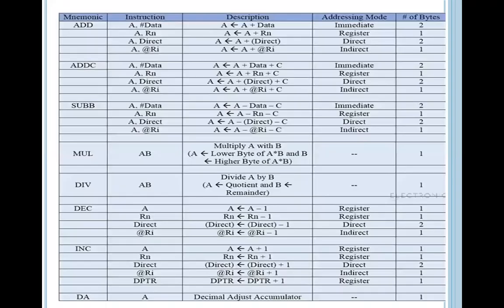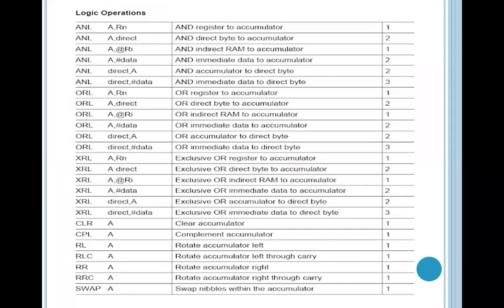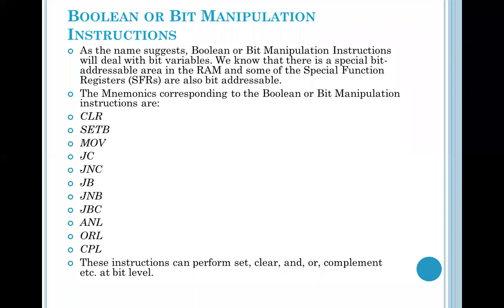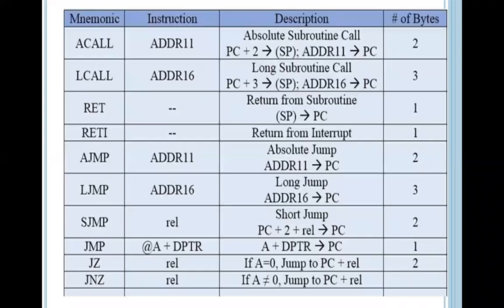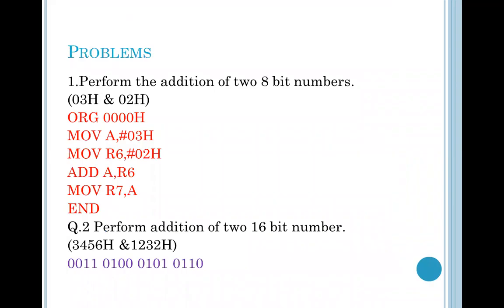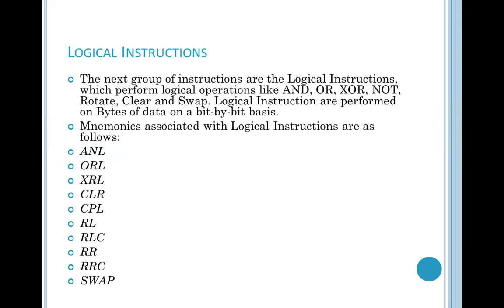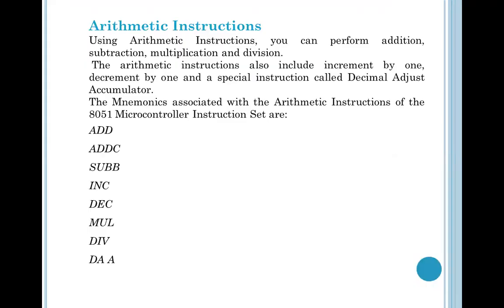After that come the arithmetic instructions, and after that the logical instructions. After that we discuss the Boolean bit manipulation instructions, and then the programming and branching instructions. Then we will discuss program problems, such as addition of numbers. So this is unit number 3, and this is the first part of it, the data transfer instructions.